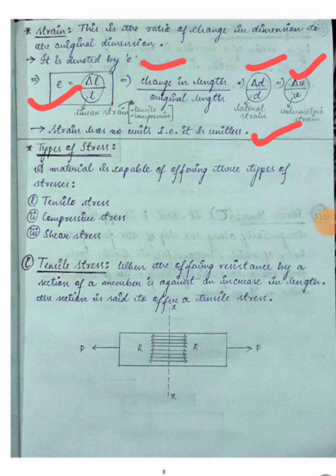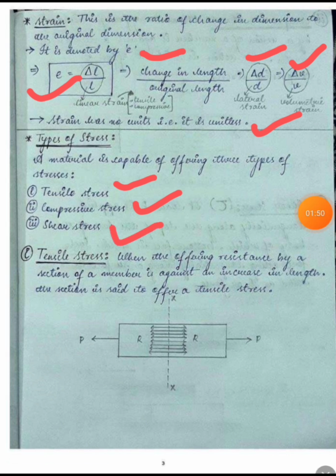Now let us move to types of stress. We have three types of stress. First is tensile stress, the second is compressive stress, and the third is shear stress. Now let us discuss what is tensile stress. Tensile stress means if we apply some tensile force, that means the force is in outer direction, then the stress generated due to that force is called tensile stress.